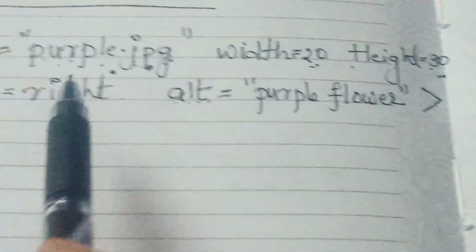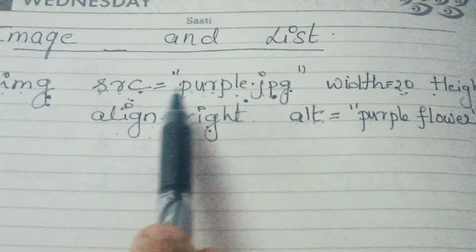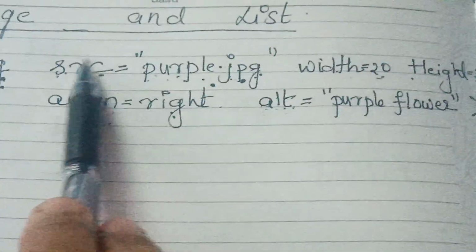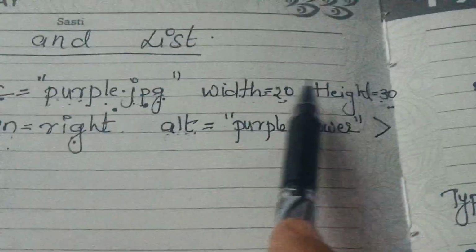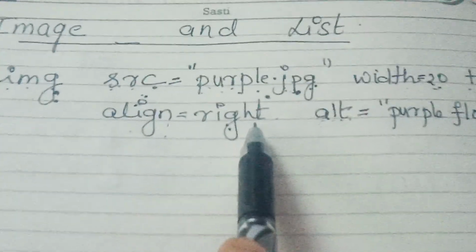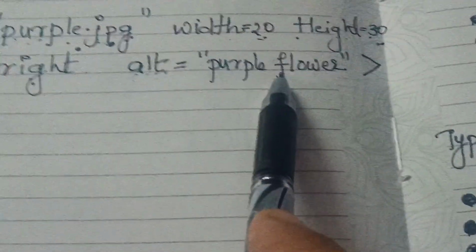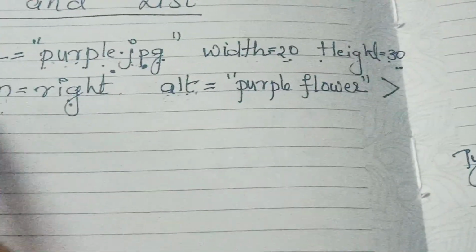Okay, so we have 5 attributes with the image tag. With src, where src stands for source, I'll be able to give the name of the file. You can decide the dimension of the file with the help of width and height. You can align it to right and left with the help of align, and you can also decide the text that should be visible in case this file is not there. Clear? So this is all about the image tag.